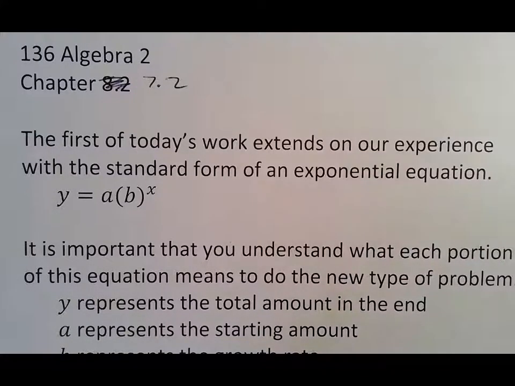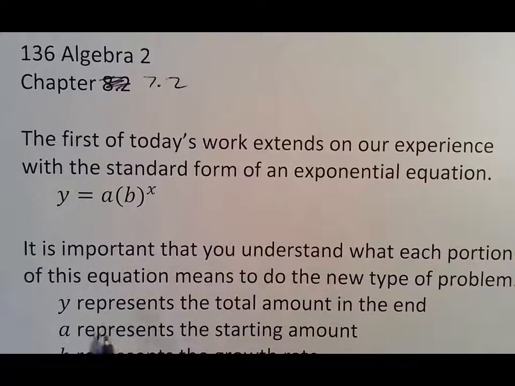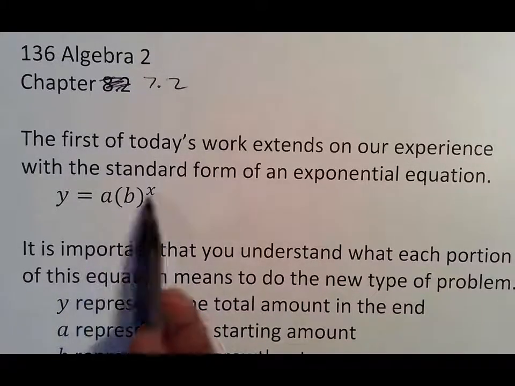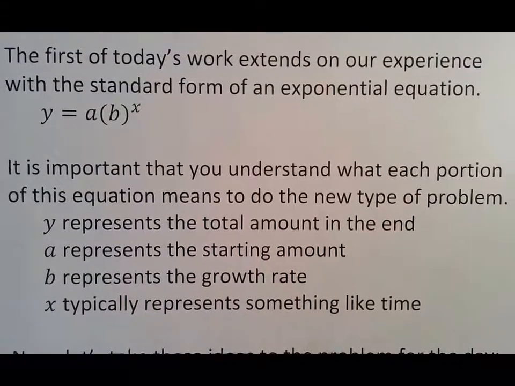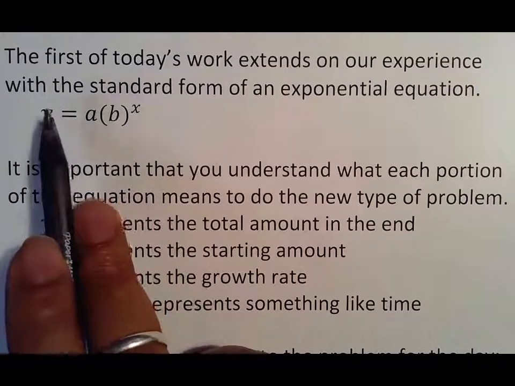7.2 is moving forward again. That's also extending our experience with the standard form of an exponential equation. If you remember, Y represents the total amount, A represents the starting amount, B represents the growth rate, and X represents something typically like time. So that's right here.